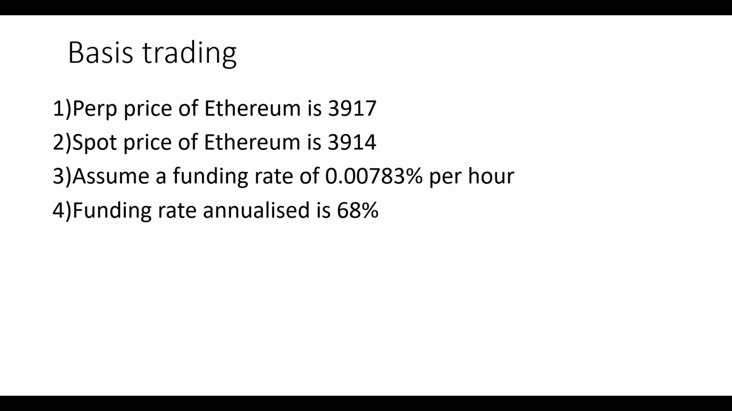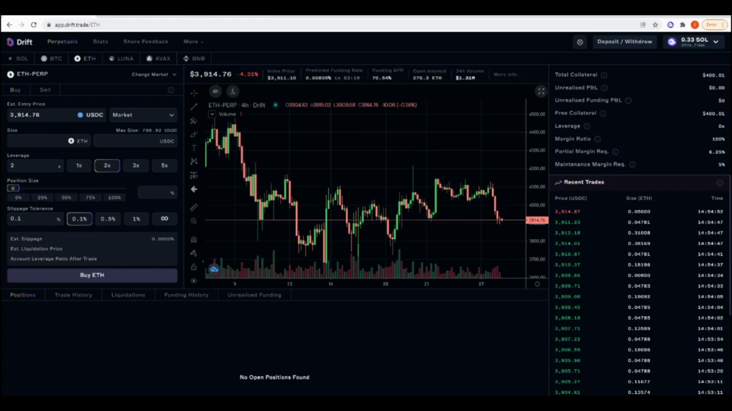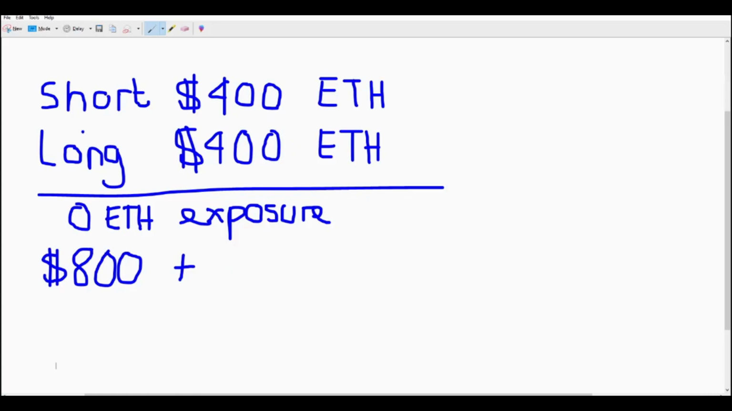To explain it, I'll just set up a scenario for you here. Imagine the perpetual futures price of Ethereum is $3,917 and the spot price of Ethereum is $3,914. Now we can assume that there is a funding rate of 0.00783% per hour, and this comes out to an annualized funding rate of 68%. Now I'll just cut to a video I previously made on this channel just explaining what's happening here and how you can profit from it. Just to show you what I'm talking about.